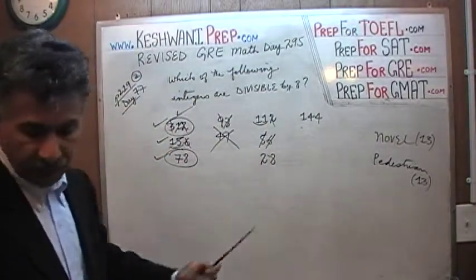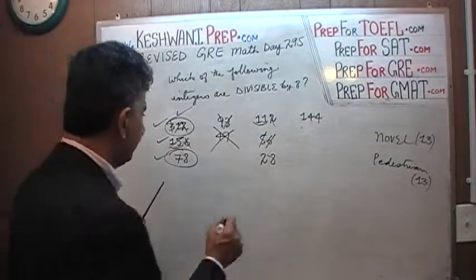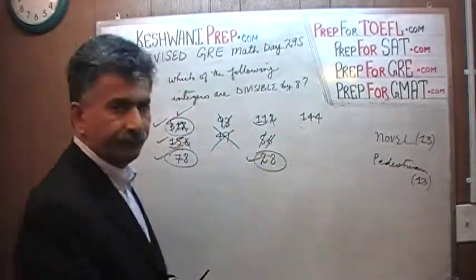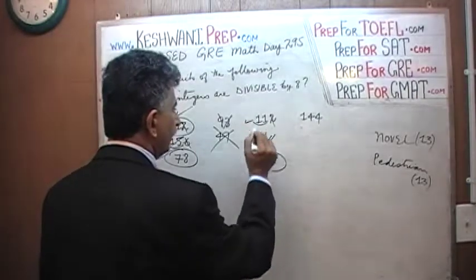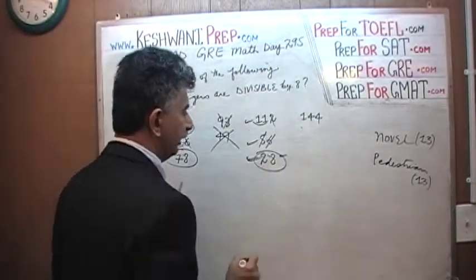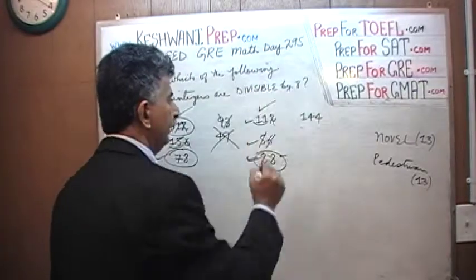And now this is an even number, which means we can go one more round with this guy. So that's it. That's round 1, round 2, round 3. This number is divisible by 8.